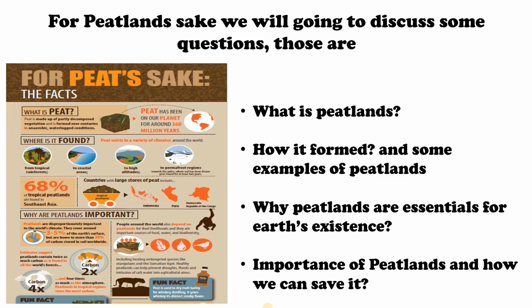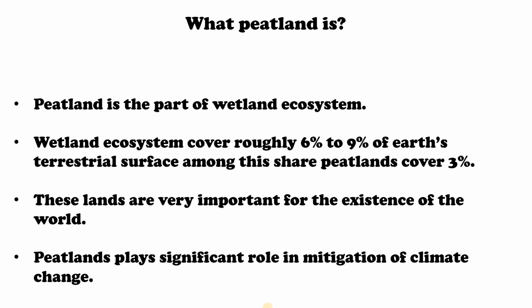So in this topic, we are going to discuss what peatland is all about, how it was formed, some examples of peatlands, and why peatlands are essential for Earth's existence. Now first we will discuss what peatland is all about. Peatland is part of the wetland ecosystem. The wetland ecosystem covers roughly 6 to 9% of Earth's terrestrial surface. Among this share, peatlands cover only 3%.